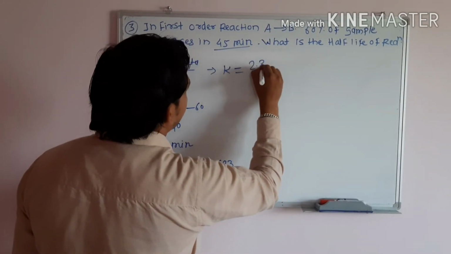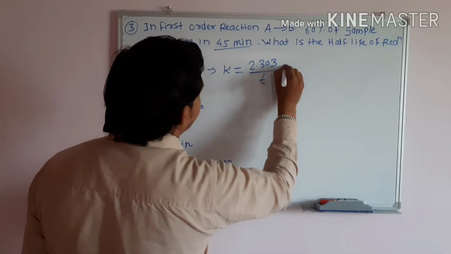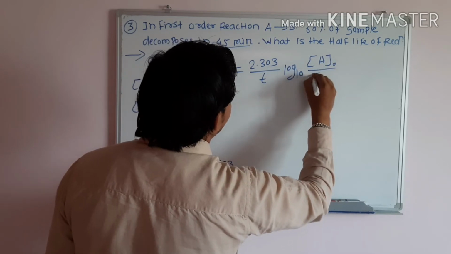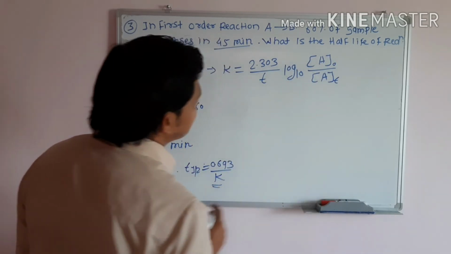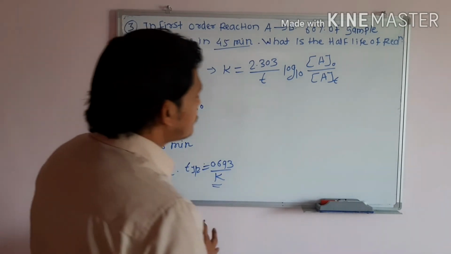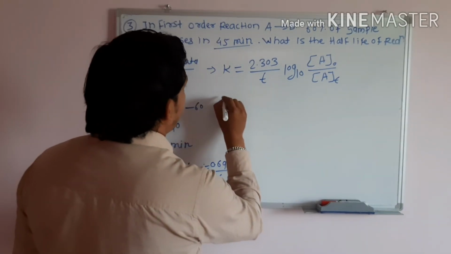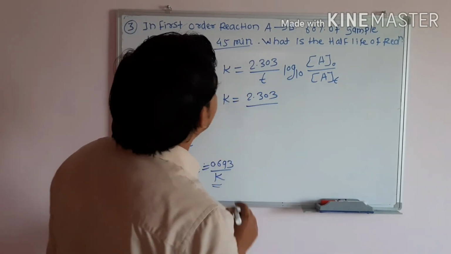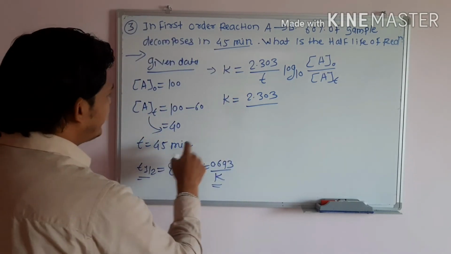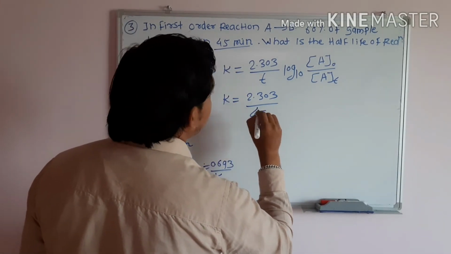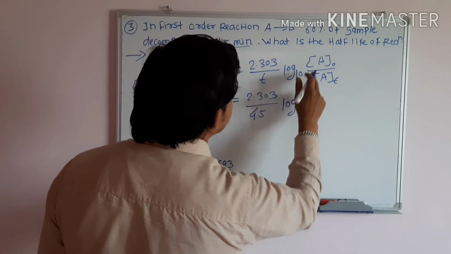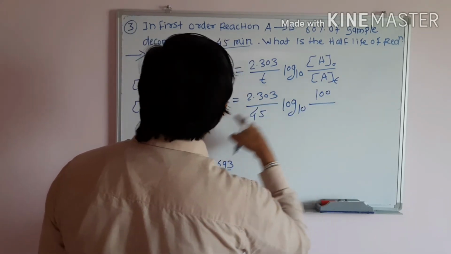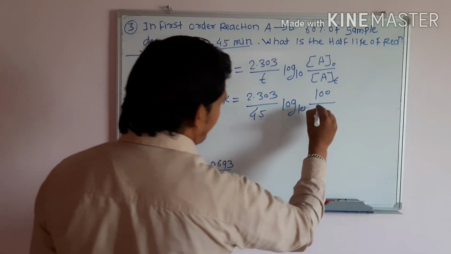K is equal to 2.303 divided by t, log to the base 10, A0 divided by At. So the value of k is equal to 2.303 divided by t, t means 45 minutes, log to the base 10. What is the value of A0? A0 is 100, divided by the value of At, 100 minus 60, that is equal to 40.